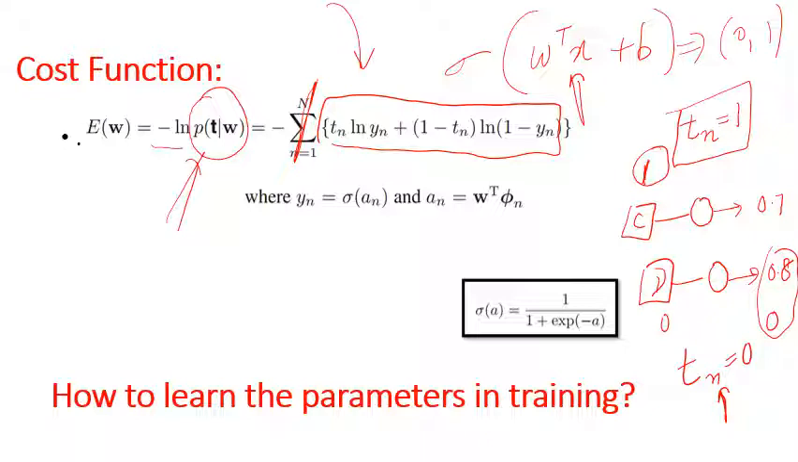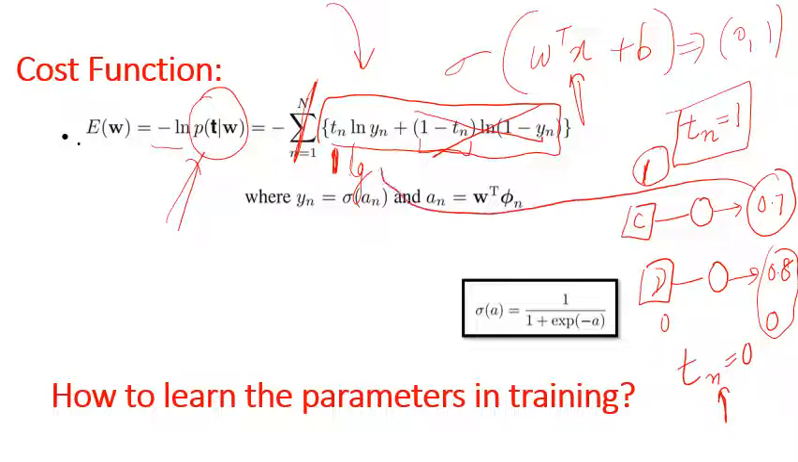If I feed a cat to my logistic regression, what is the error? It means my Tn will be 1, because my true label is 1. Then 1 minus Tn will be 0, so 1 minus 1 is 0, and this term will go away. The only error that I'm having will be the log of my prediction. Let's say the prediction is 0.7. Then I will say 1 multiplied by log of 0.7, and this negative is already there. So my total error is negative log of 0.7, right?